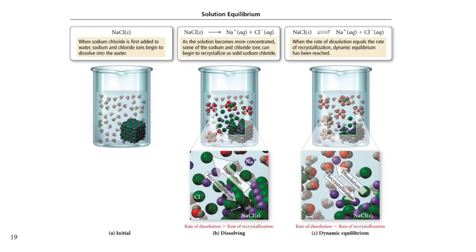Here we have pictures. There's our lump of sodium chloride. There are no sodium or chloride ions out here, and so you can't have any recrystallization occur. You're only going to have dissolving. As these dissolve, they are surrounded by the water molecules, and we've got these ion-dipole forces going on, so we've got dissolution.